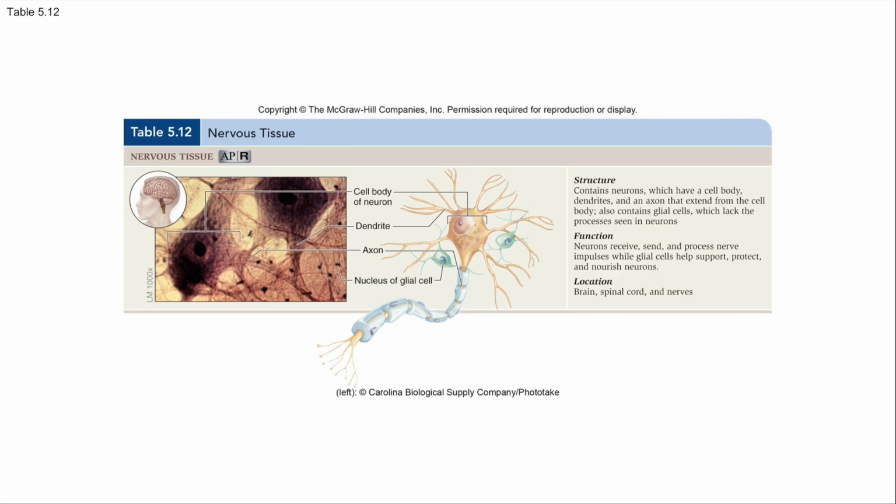The fourth type of tissue is nervous tissue, and it doesn't really have subtypes. All nervous tissue everywhere consists of neurons, electrically active cells, surrounded by these supportive glial cells. We'll get into the structure and function of neurons in quite a bit of detail in the last unit of A&P1.